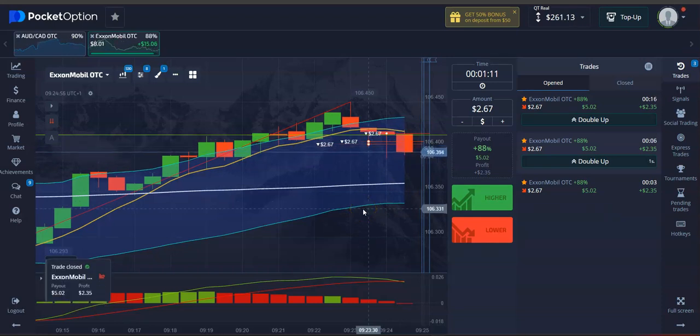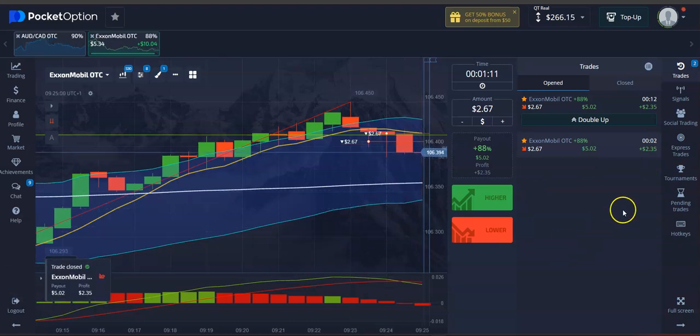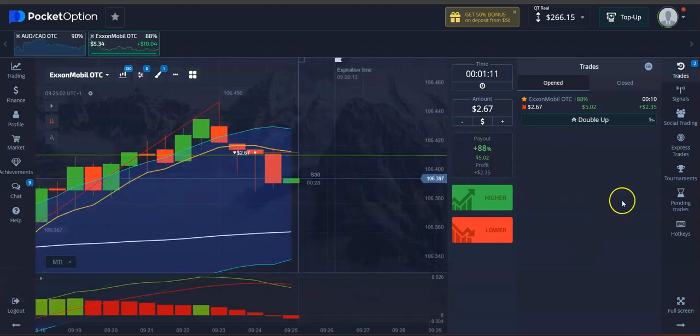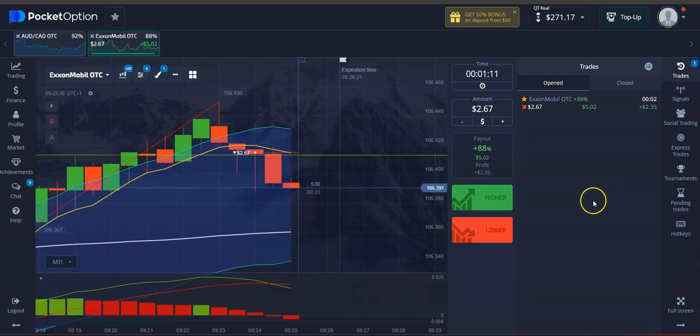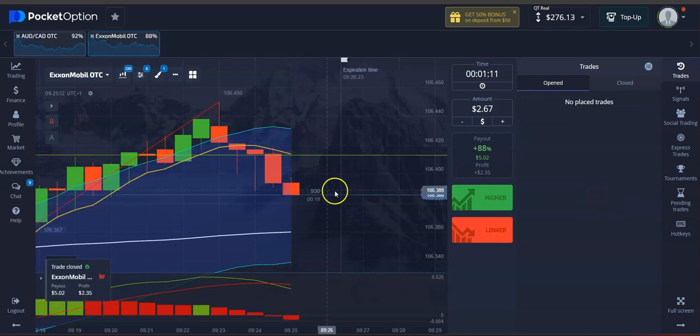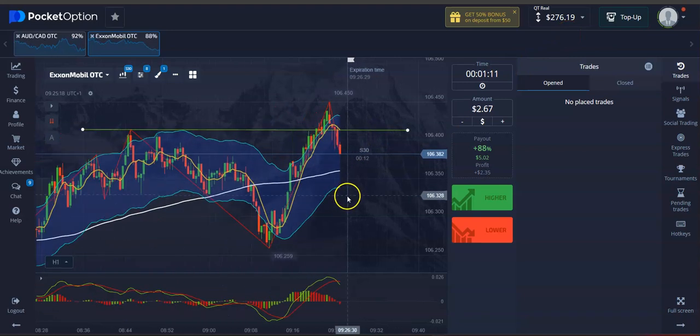Yes, we did that one. 3 seconds on the second one. We cleared that one. 3 seconds on the next one. We cleared that one, and 10 seconds on the next one. So hopefully we're going to clear this one as well. And yes, we did. Okay. So we're just $4 away from our daily target.